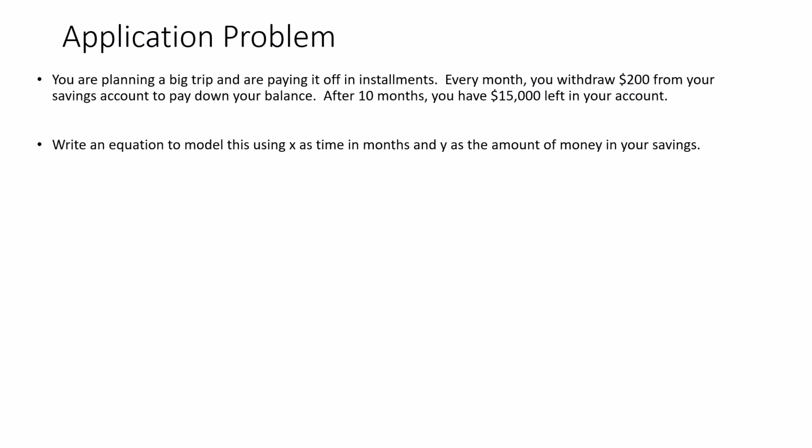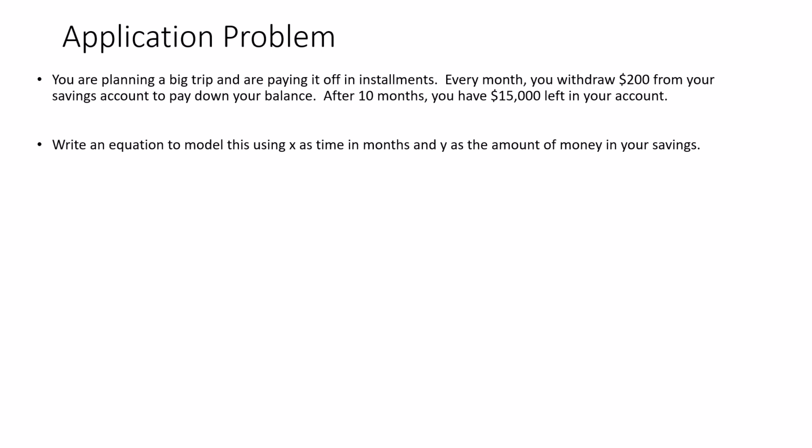These are the fun ones. You are planning a big trip, awesome, and are paying it off in installments. So really big vacations, big trips. You might pay it off in pieces because you just don't have that much money to hand somebody. Every month, you withdraw $200 from your savings account to pay down your balance. After 10 months, you have $15,000 left in your account. And the task here is write an equation to model this using x as time in months and y is the amount of money in your savings.